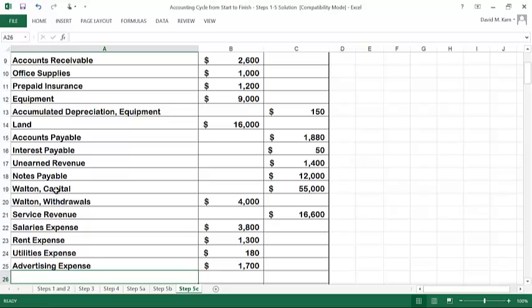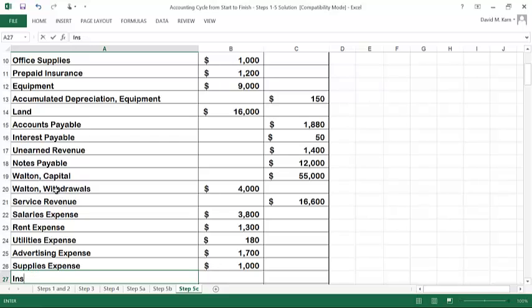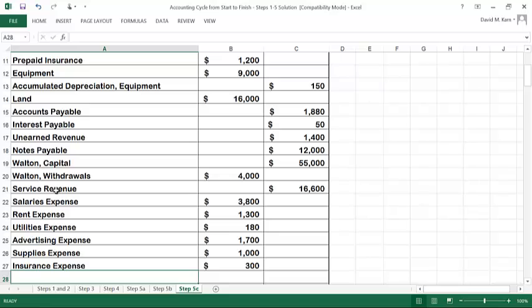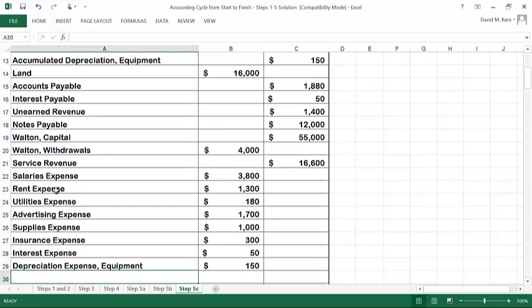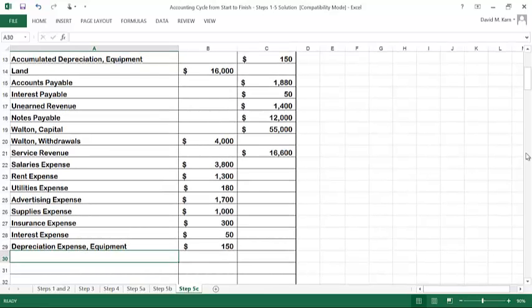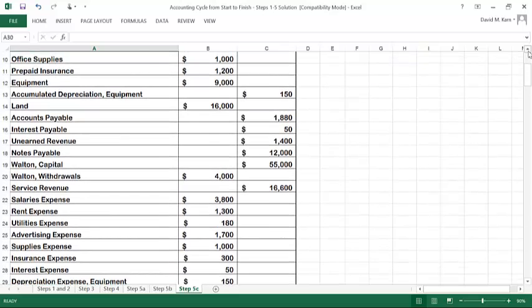Then we had some supplies expense in our adjustment process, so we know we have to include that now, $1,000. We had insurance expense in the amount of $300. Interest expense of $50. And finally, depreciation expense, equipment, of $150. So I believe that gets all of the accounts included. Let's see if we can get this all in one area here, or close to it.